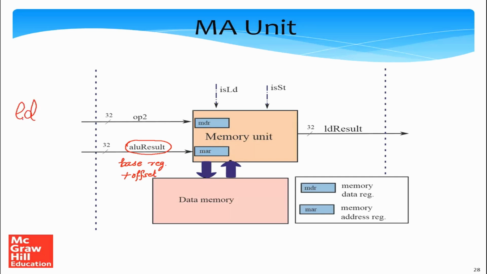We are discussing the case of a load now. The address flows to the data memory. The data memory fetches the value, and it flows out to the next stage. This is called the load result. The only input that the memory unit requires in the case of a load is the memory address of the load. This is in the ALU result field, in the ALU result wire. This flows to data memory and the output comes out.